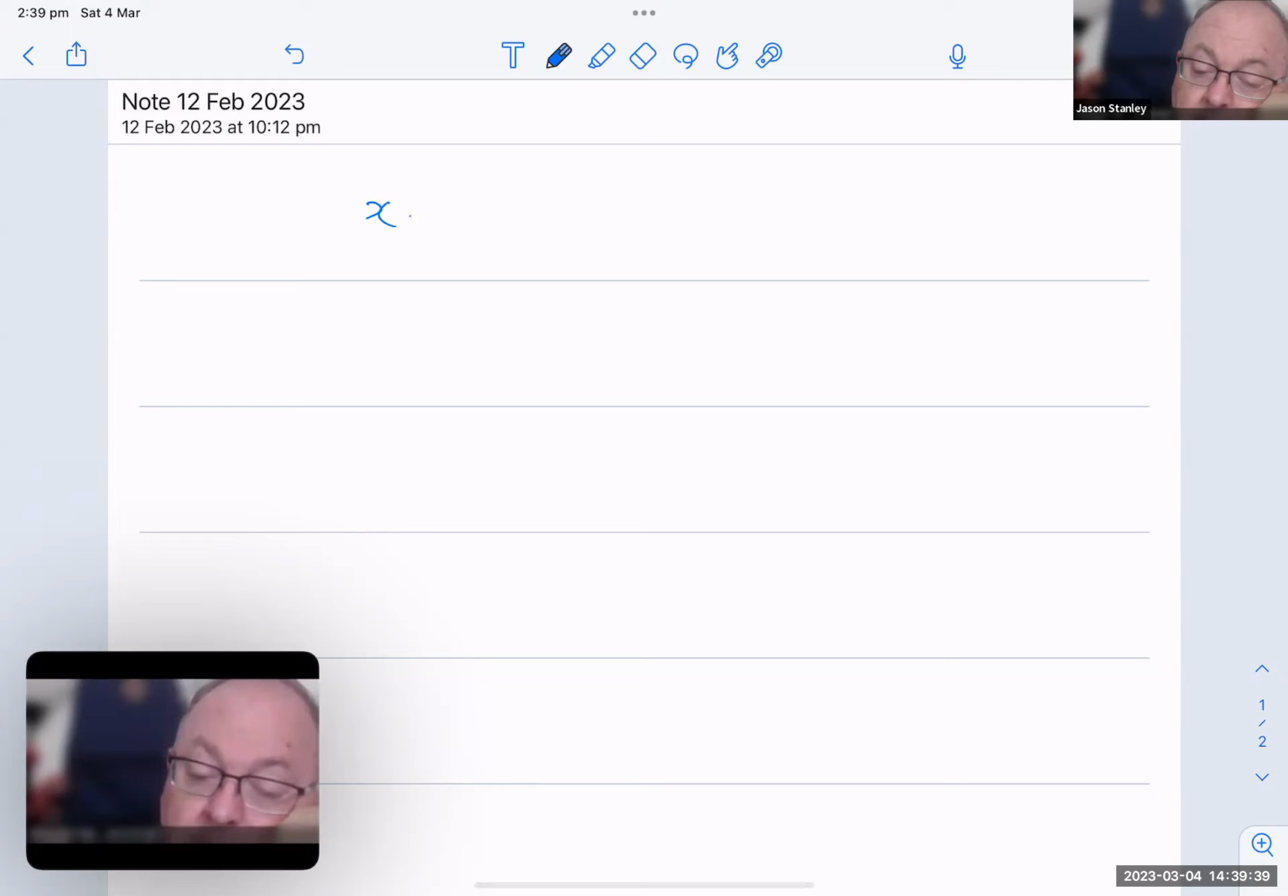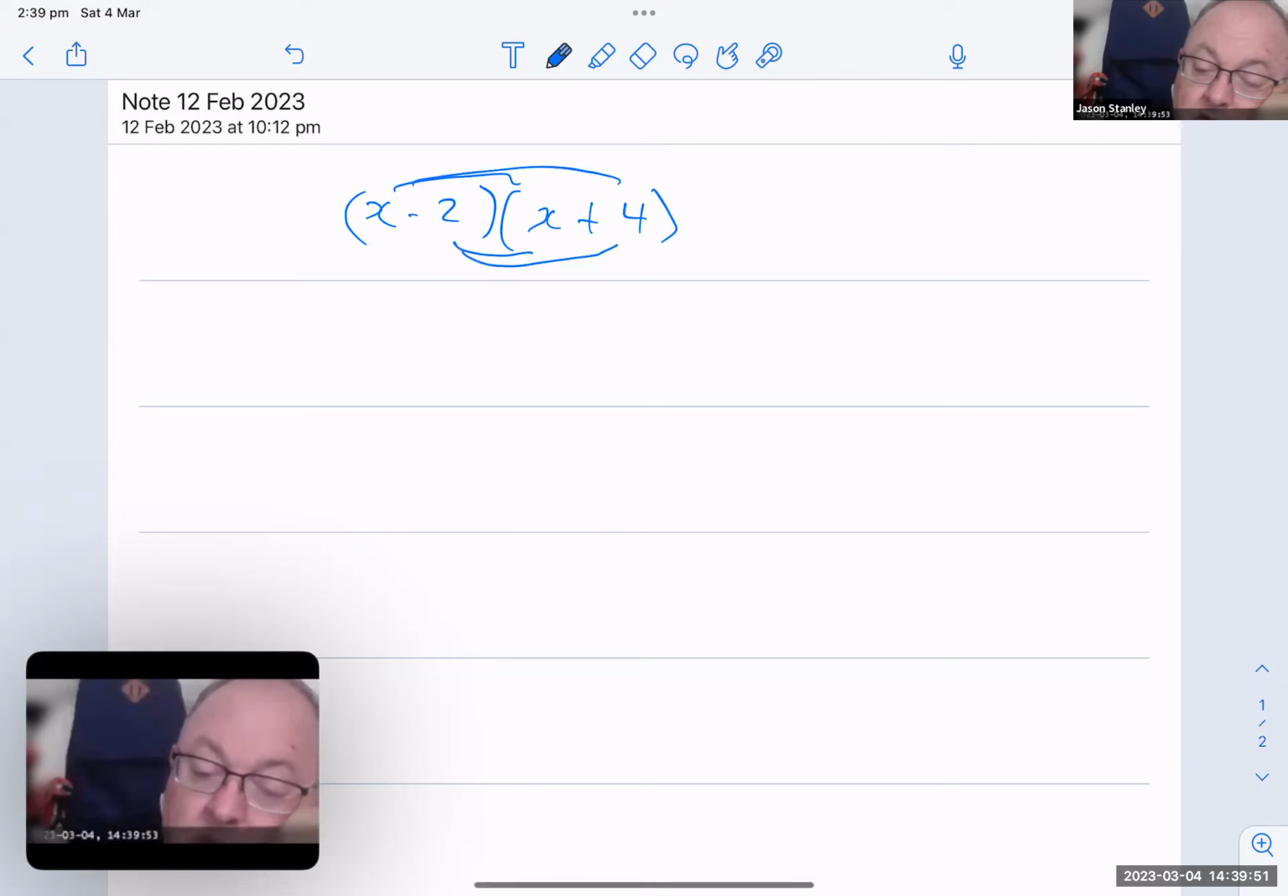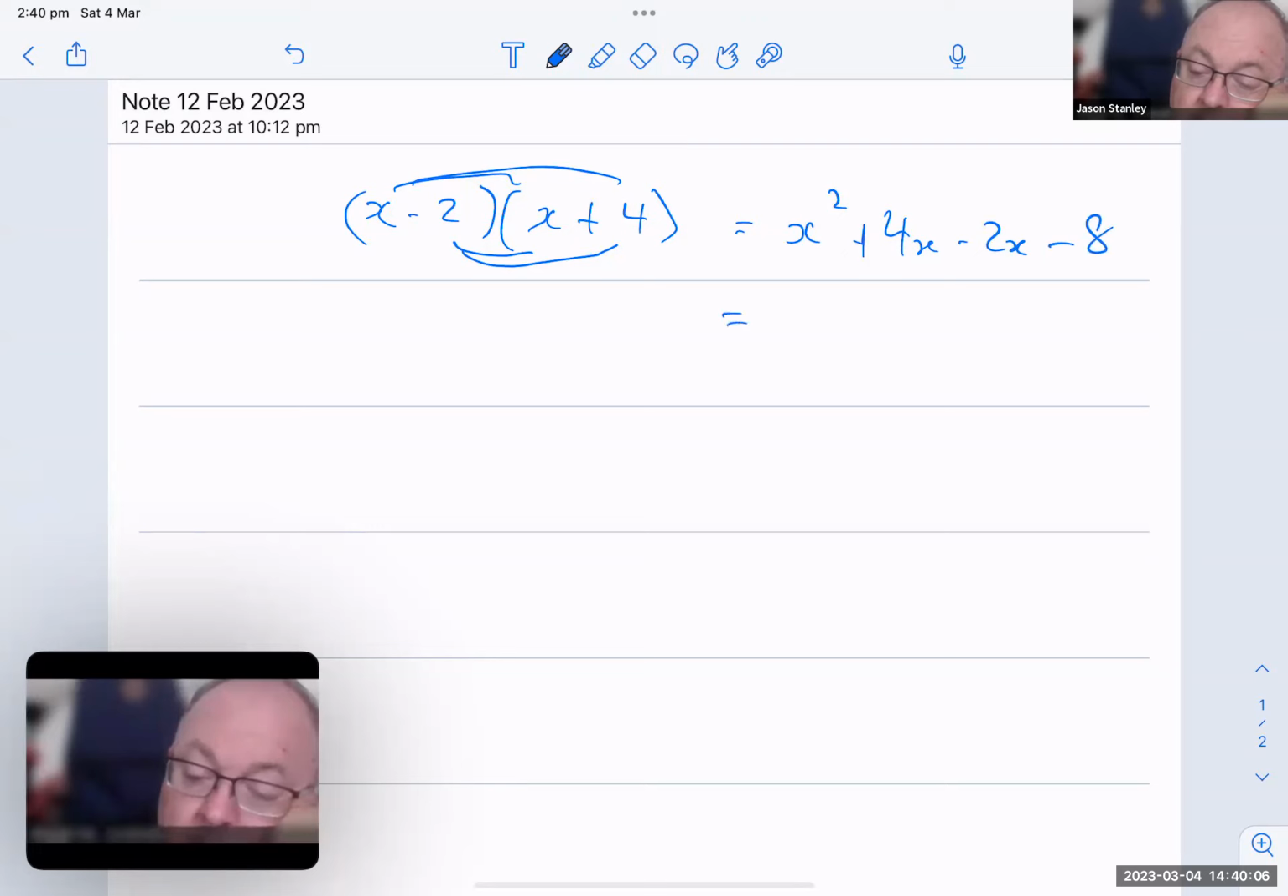So if I do x minus 2, I'm starting out by cheating. Okay, x plus 4. And I'm going to do the FOIL. So this is my study method recommended to you. Okay, so we'll get x squared. We'll get 4x minus 2x. And we'll get 4 2s are 8. So this is the study method.